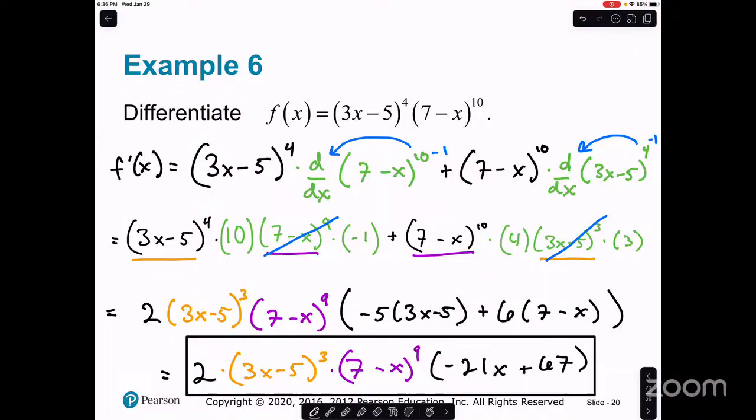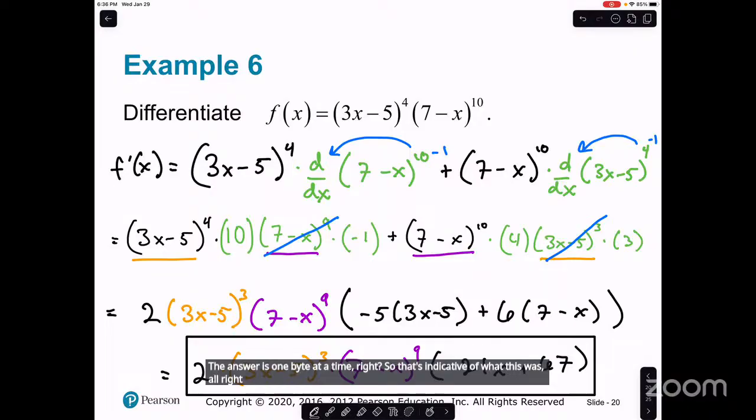The answer is one bite at a time, right? So that's indicative of what this was. One part at a time. Last little story, then we'll get back on track.